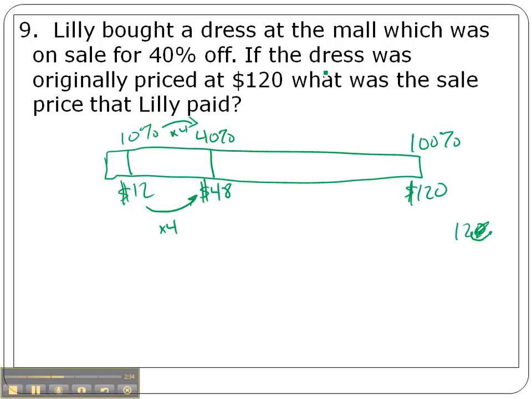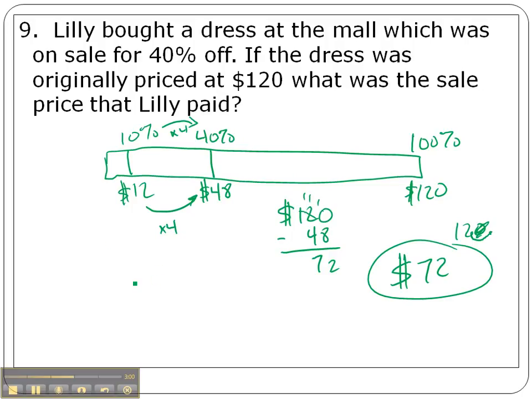But that's not what the question's asking. It's asking what was the sale price. So the sale price would be the $120 minus the $48 off, the 40% discount, which is equivalent to $48. So subtracting, we get $72. So the answer is $72.